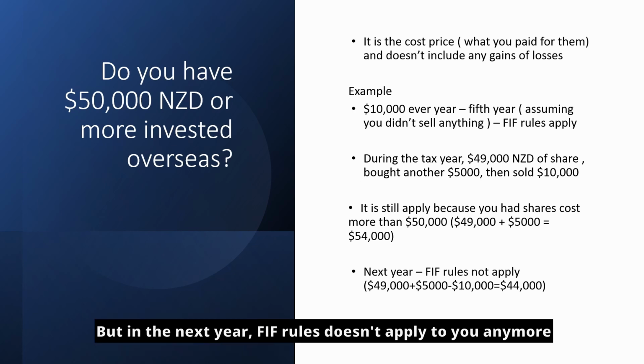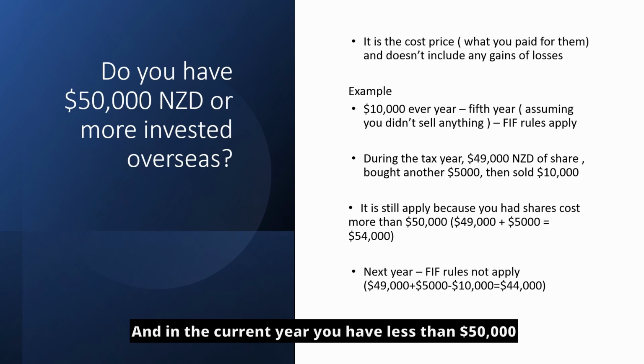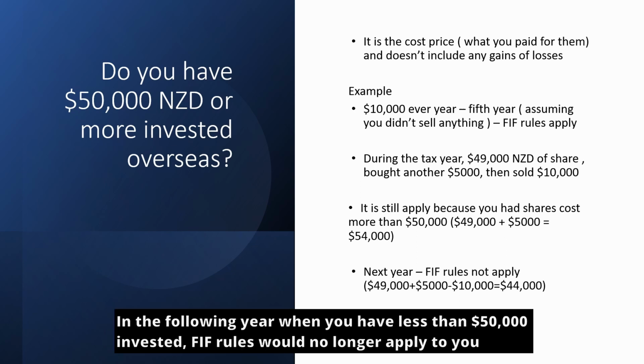But in the next year, FIF rules will not apply to you anymore because you have sold 10,000 worth of shares in the previous year, and in the current year you have less than 50,000. So FIF rules will only apply to you in the years you own those shares. In the following year, when you have less than 50,000 New Zealand dollars invested, the FIF rules will no longer apply to you.